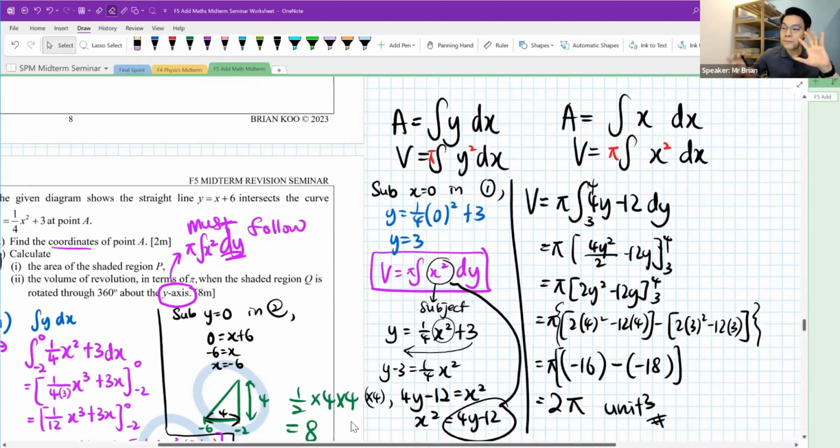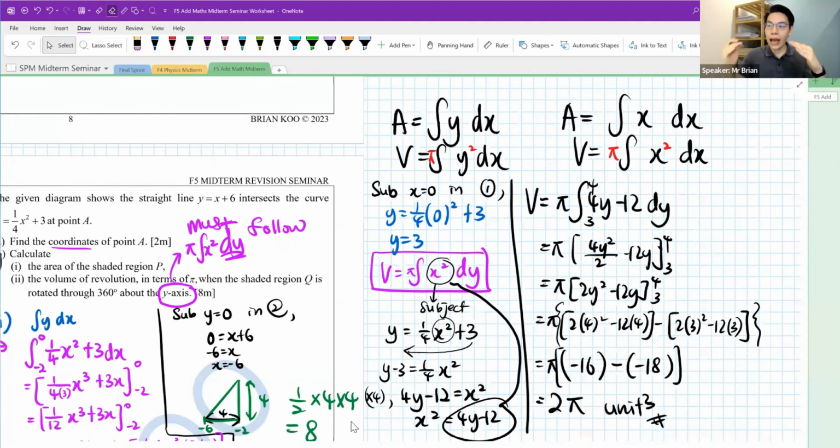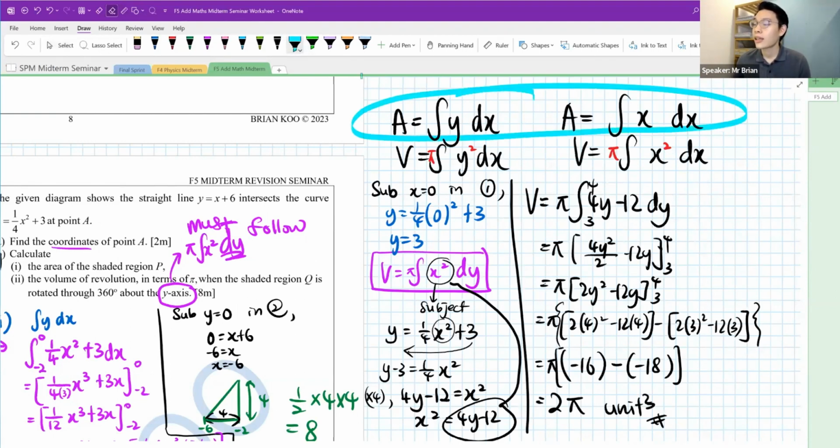So yeah, that is our time, 2 hours here today. But I hope you guys have learned something, that when we do our integration, when it's area, I always think about which one is the easiest as a subject first, and then this formula will guide me. If y is the easiest subject, I will do y dx. If x is the easiest subject, I'll do x dy. My bad. Sorry, guys, I made a mistake here.